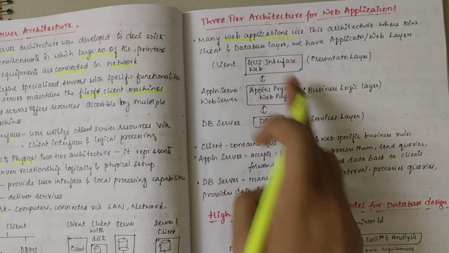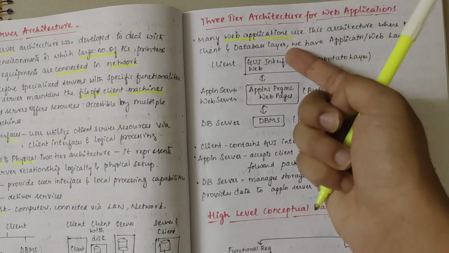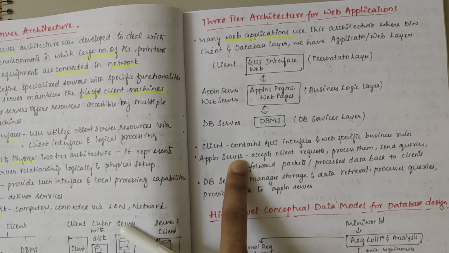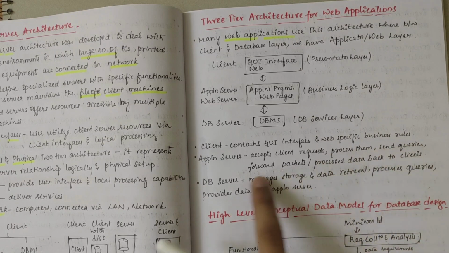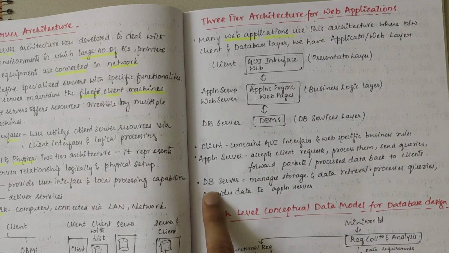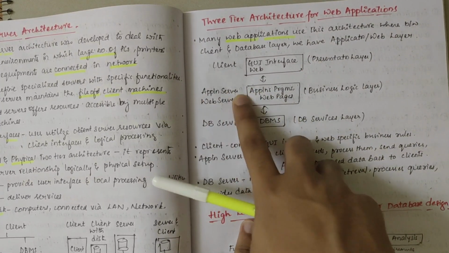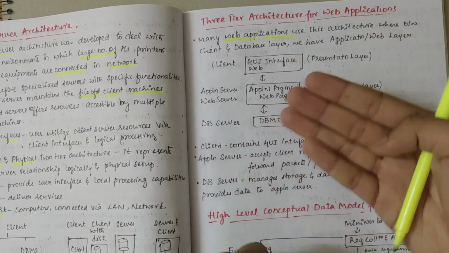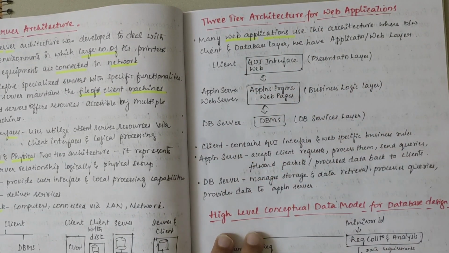The client contains the GUI interfaces and web specific business rules which are forwarded to the application server. It accepts the client request, processes them, sends queries, forwards packets, and processes the data back to the clients. Then we have the database server in which all the data is stored. By using the application server, we retrieve the information whichever is required and then present it back to the client. So that was about the database server.